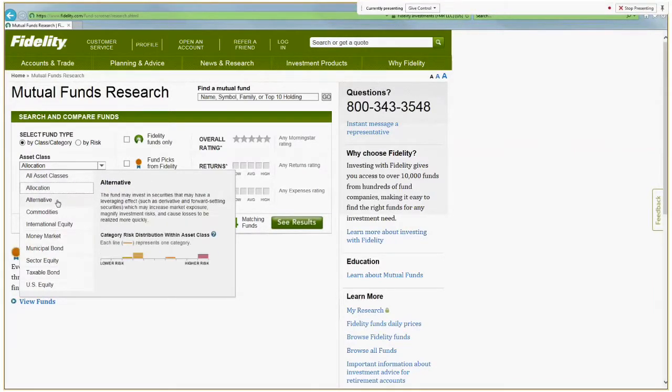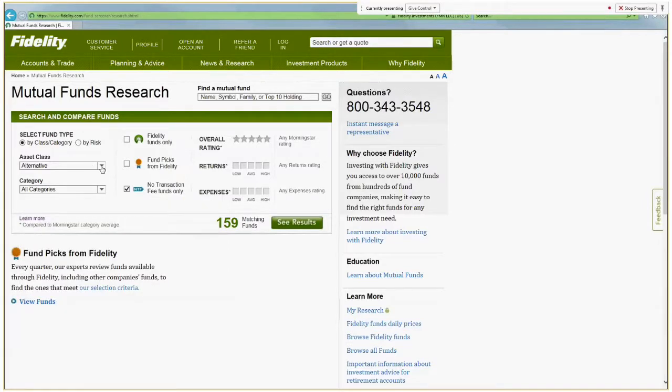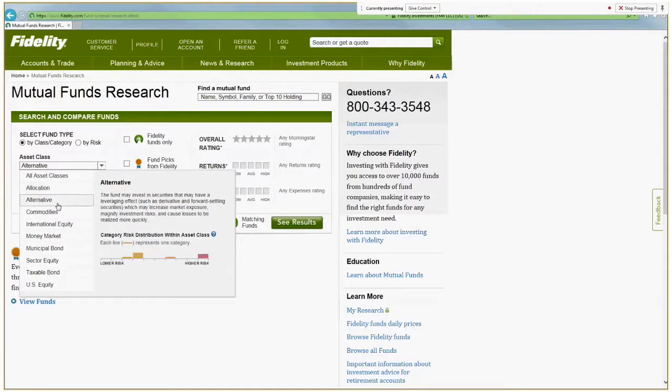Now, when we move on to alternate, you can see you have a number of different types. You can go through volatility, bear market. And again, these are going to be for a little bit more advanced individuals that are trying to pick a certain type of asset class. So for the most part, what I would recommend going with is the allocation asset.